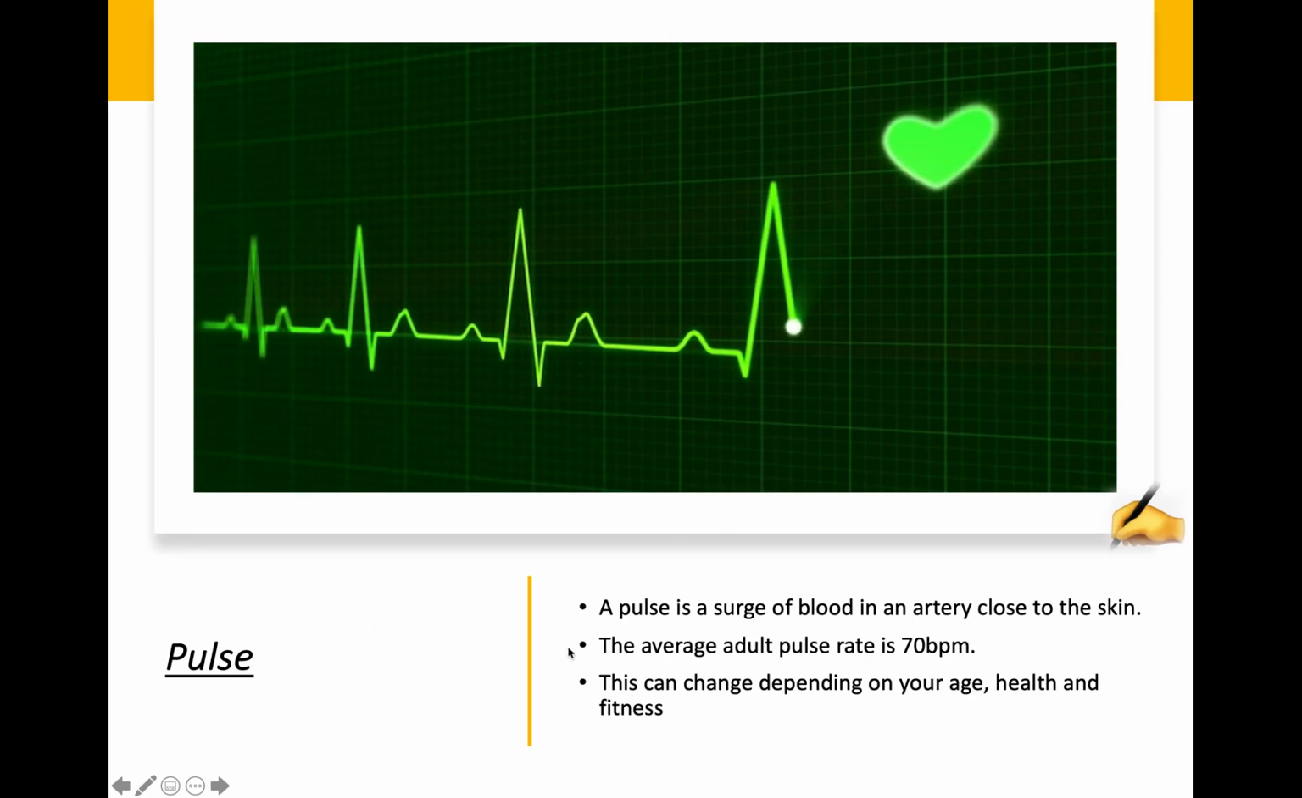Okay, so your pulse. A pulse is a surge of blood in an artery close to the skin. The average adult pulse is 70 beats per minute. This can change depending on your age, health, and fitness. So I just want you to quickly take note of the text that's on this slide into your notes copy. Maybe take a moment to pause the video and take down the text from this slide.